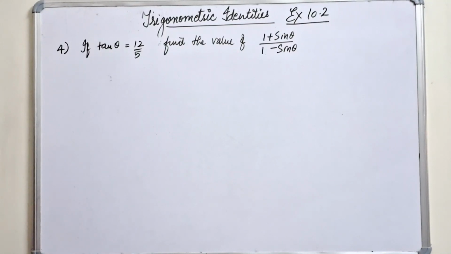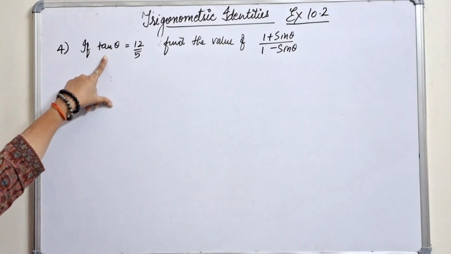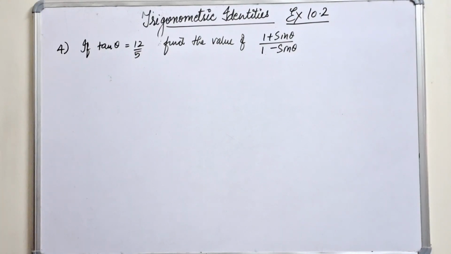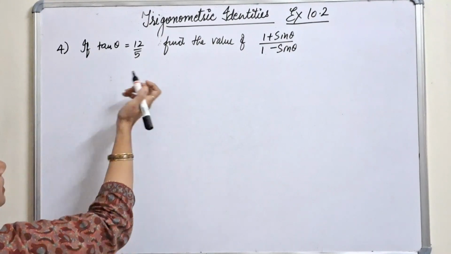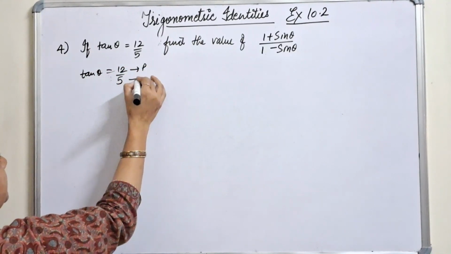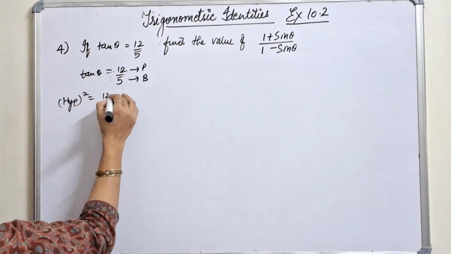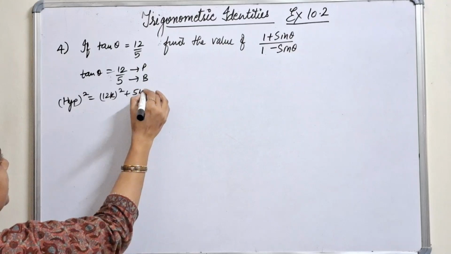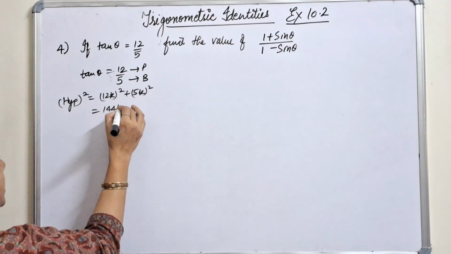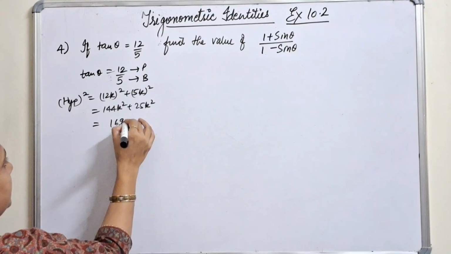See, in this question, you can again find the value of sine theta with the help of this, or you can simplify this by multiplying with the conjugate, but that will be lengthy. So you can directly find tan theta is 12 upon 5. This is perpendicular upon base. So hypotenuse square will be 12k square plus 5k square, 144k square plus 25k square. So that is 169k square.